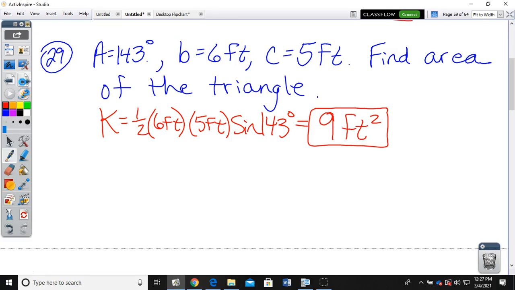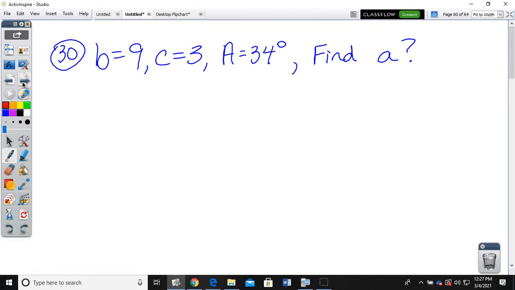Just a few more. 4 more. 30. What did they not tell me about the triangle? They did not tell me it's a right triangle. All they said was, hey, we got one side, b is 9, c is 3, angle A is 34 degrees. We need to find side a.